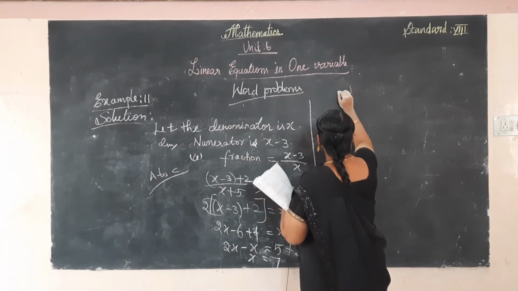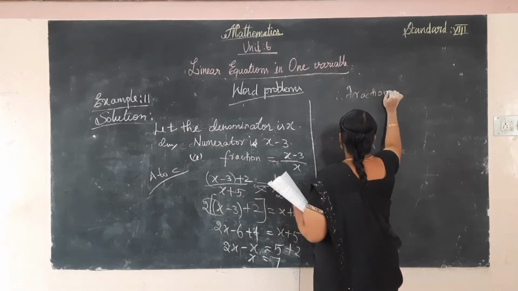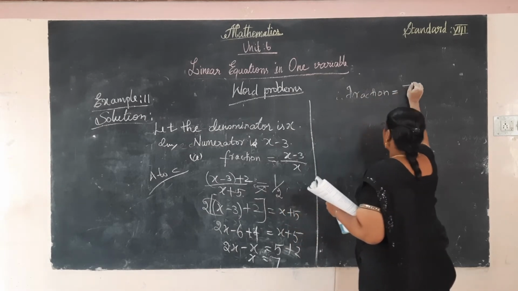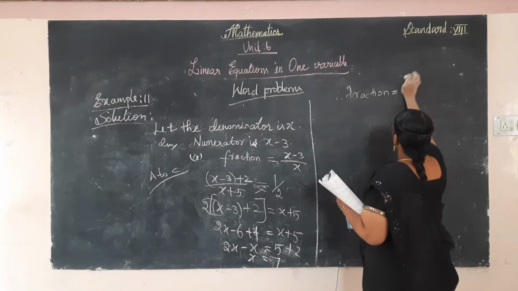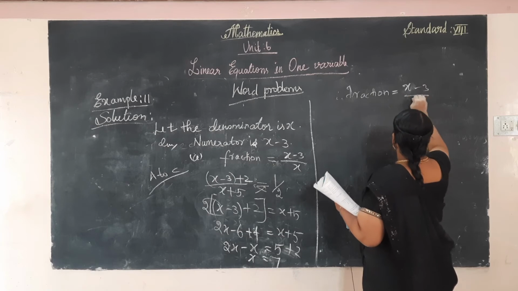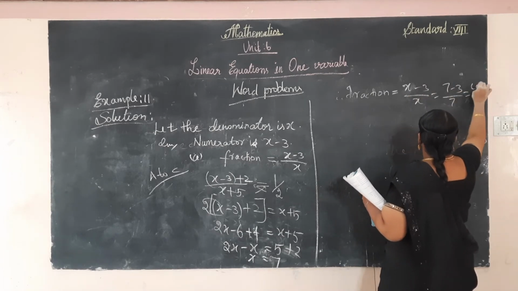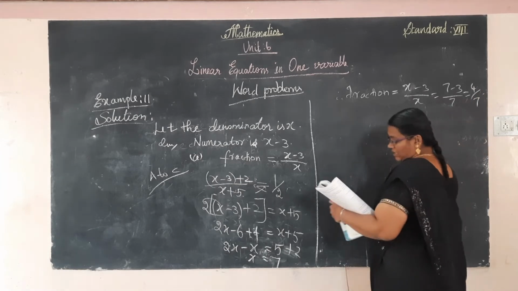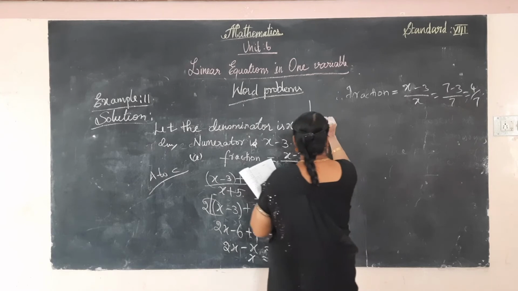Therefore the fraction: the numerator value is x minus 3 by x. Therefore 7 minus 3 by 7. So 4 by 7 is the fraction. 4 by 7 is the fraction. Okay, now move to the next one.